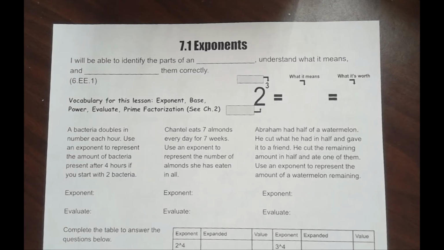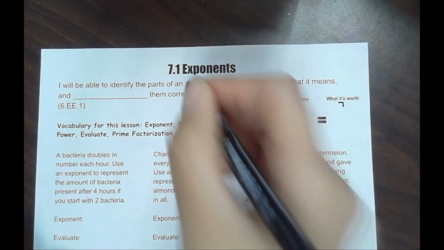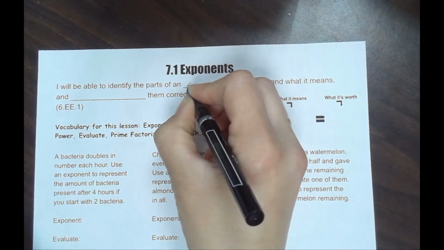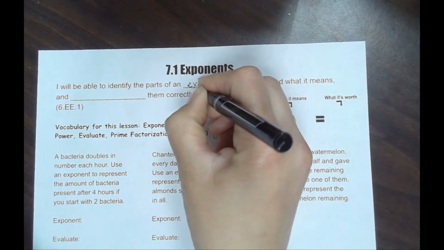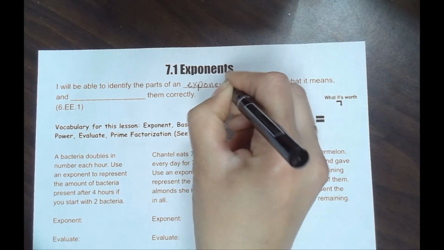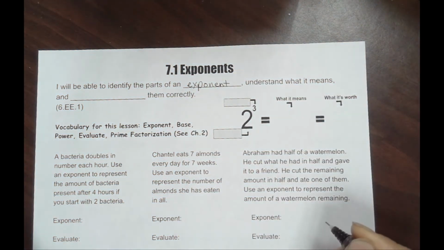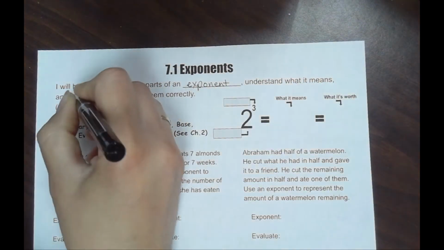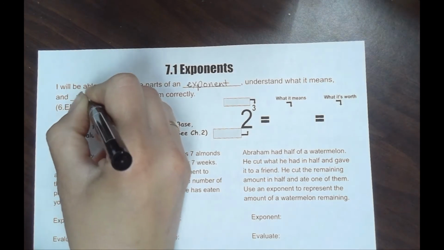Welcome back. This is lesson 7.1 journal. We're learning about exponents. I will be able to identify the parts of an exponent. Understand what it means and simplify them correctly.